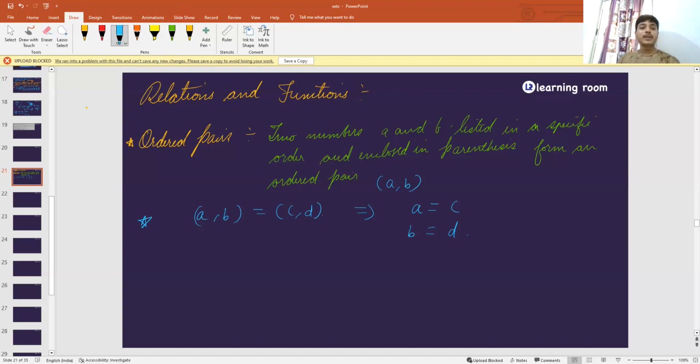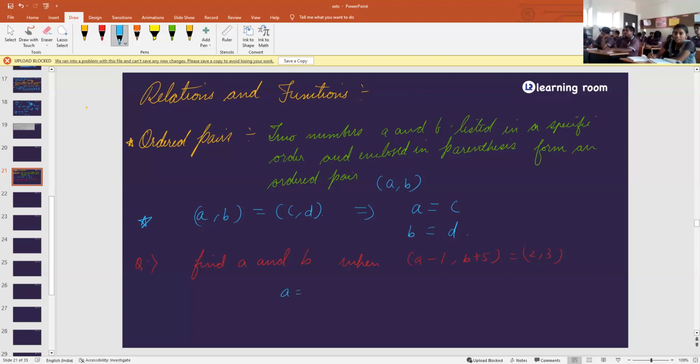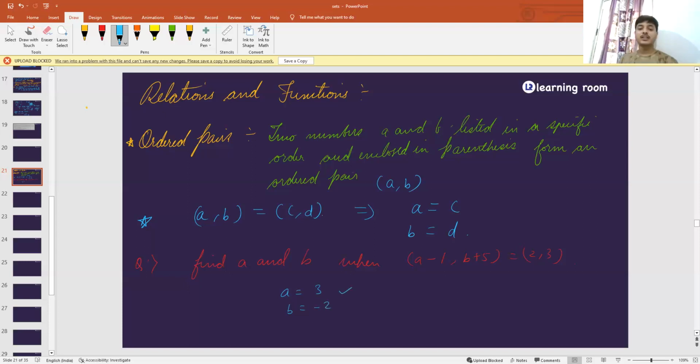So what you have to do: if two ordered pairs are equated, the corresponding numbers will be the same. For example, I'm giving you a question. Find A and B. Try to do it by yourself. We have one ordered pair (A minus 1, B plus 5) equals (2, 3). Tell me the value of A and B. You just have to equate: A minus 1 equals 2, and B plus 5 equals 3. So from here, A equals 3 and B equals minus 2. Understood, everyone? Yes, sir.